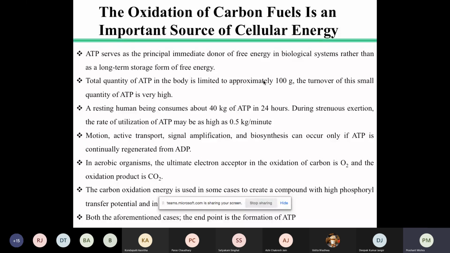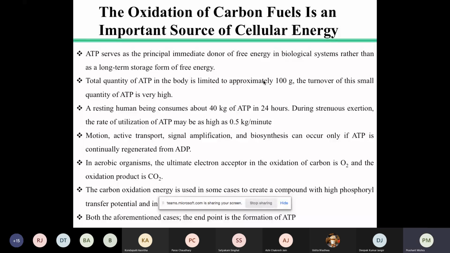To give you a further idea, when I'm talking about 40 kg of ATP in 24 hours, it's for a resting human being. That means our brain cells keep working, each cell is transporting molecules, it is utilizing, it is surviving. That is where this 40 kg is required. But suppose you are running or doing some strenuous exercise, what you need is something like 0.5 kg per minute.